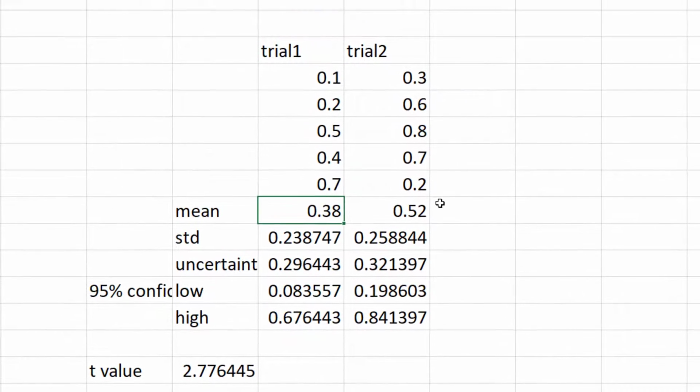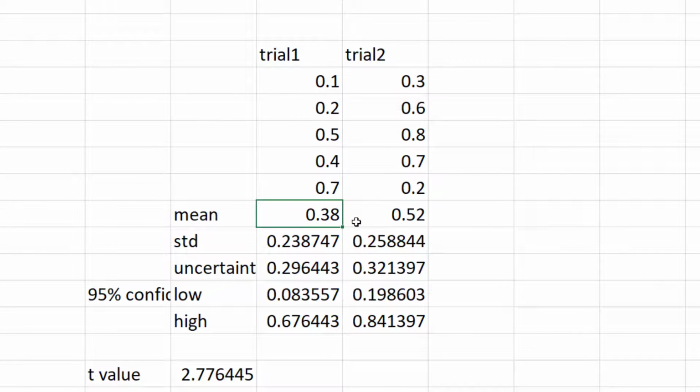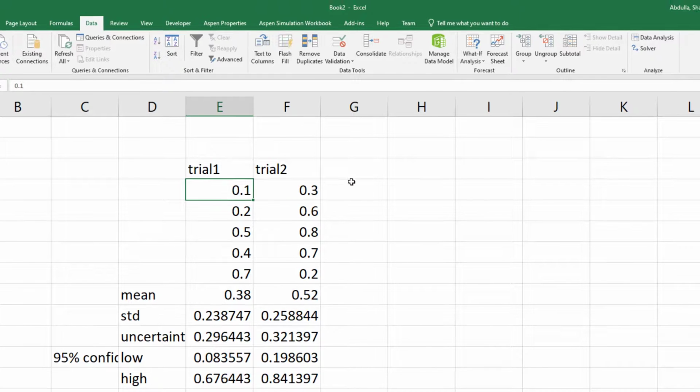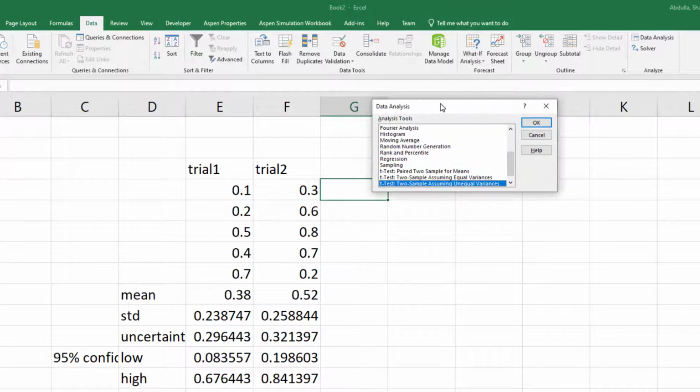You can see that the mean values are different, but are they statistically different? We'll have to do a t-test to compare them and find the answer. So you can go to the data tab, and then you can use the data analysis toolbox to do a t-test.